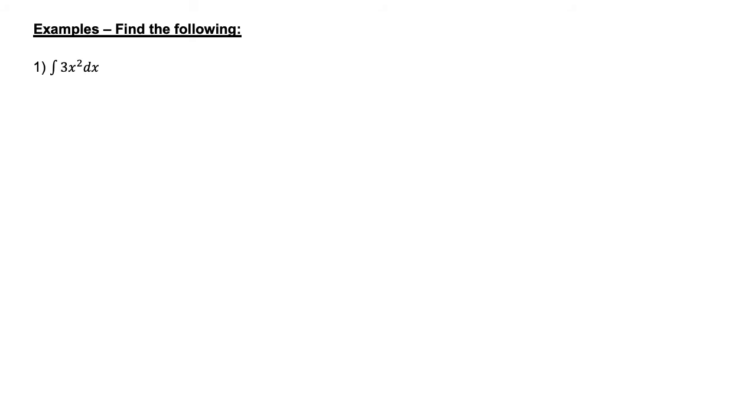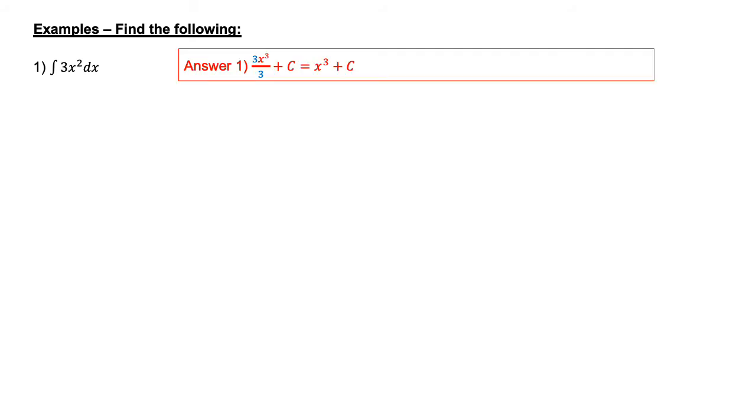So here's the first one. I'm going to integrate 3x squared with respect to x. And remember the technique: you add 1 to the power and then you divide by the new power. So there's the answer. I add 1 to the power, so 2 add 1 is 3, so you've got x cubed, and then you divide by that 3.